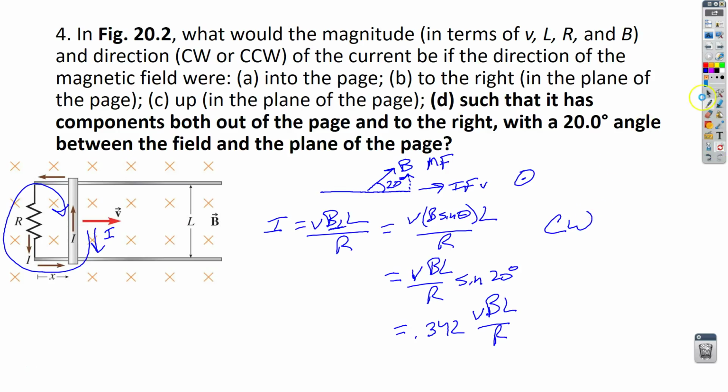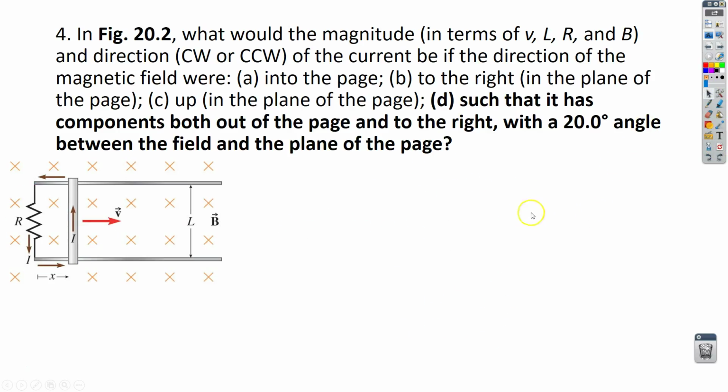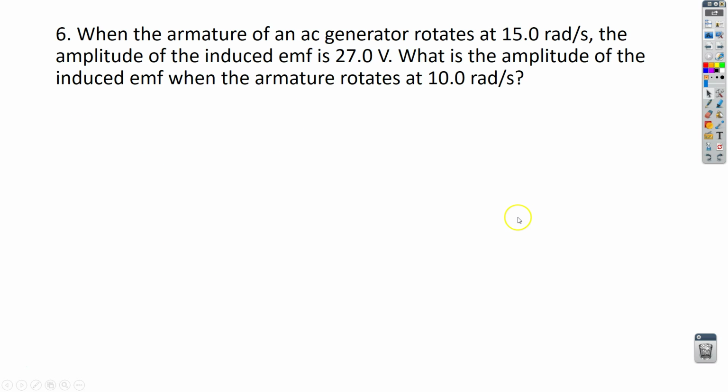That was number 4. Let's go ahead and take a look at the next question, which is number 6. It says when the armature of an AC generator rotates at 15 radians per second, the amplitude of the induced EMF is 27 volts. They want to know what is the amplitude of the EMF when the armature rotates at 10 radians per second. So because it's slower, our V final should be less than 27 volts.